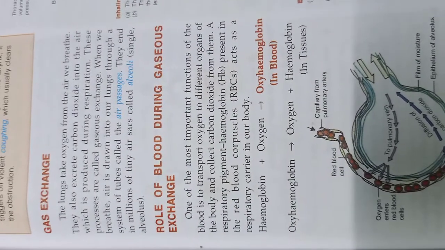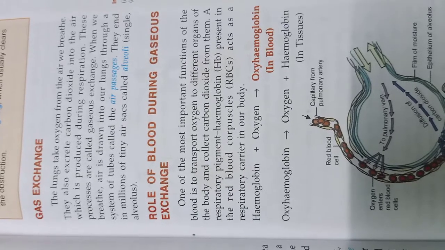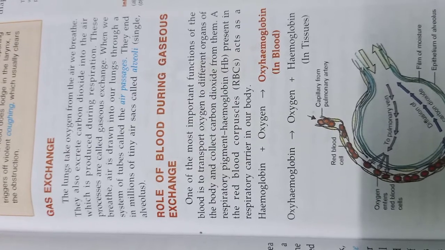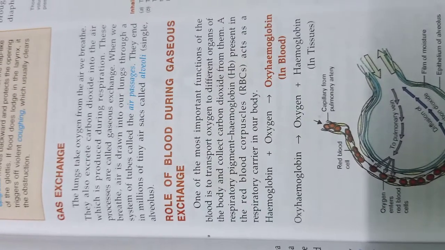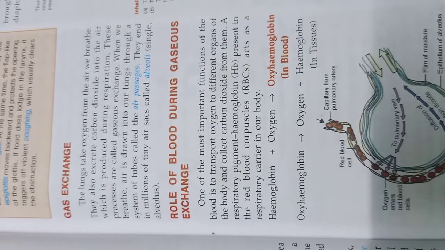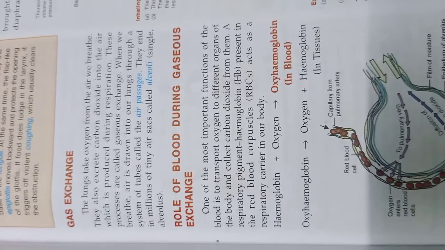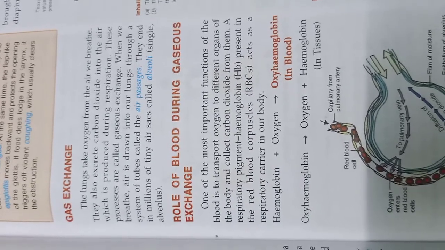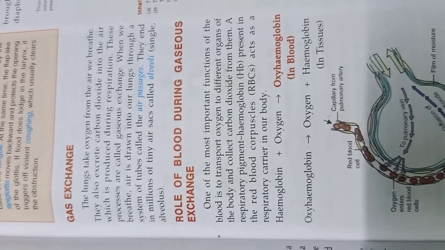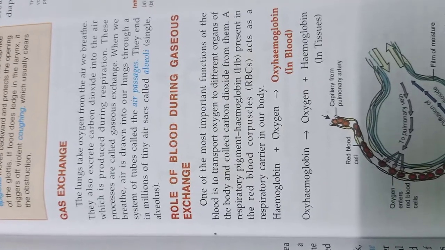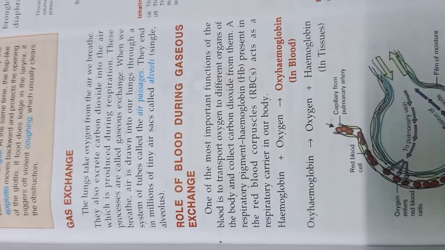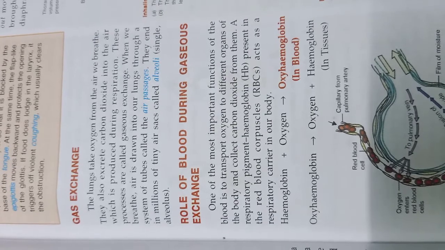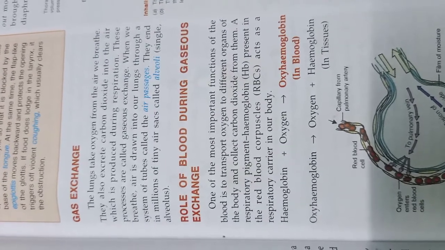A respiratory pigment, hemoglobin, present in the red blood corpuscles or RBCs, acts as a respiratory carrier in our body. So this respiratory pigment, that is hemoglobin, is present in the red blood corpuscles and it works as a respiratory carrier in our body. Now hemoglobin plus oxygen gives oxyhemoglobin in the blood, and oxyhemoglobin gives oxygen plus hemoglobin in tissues.